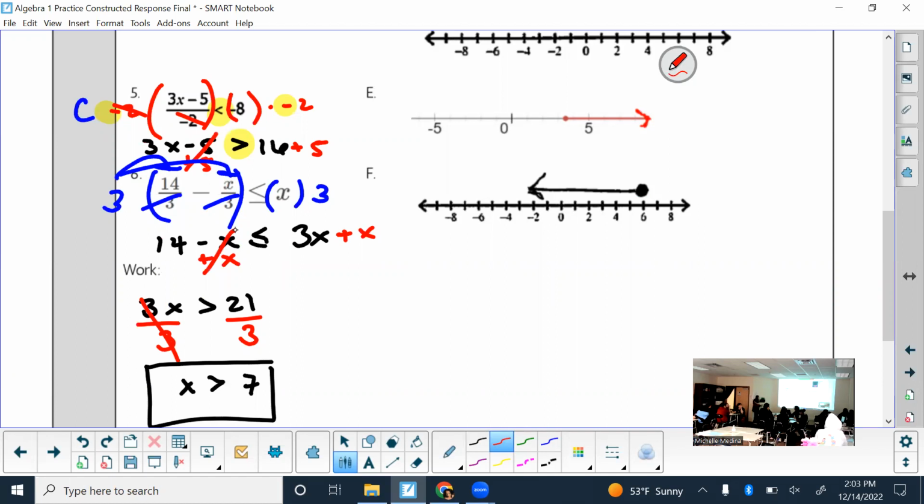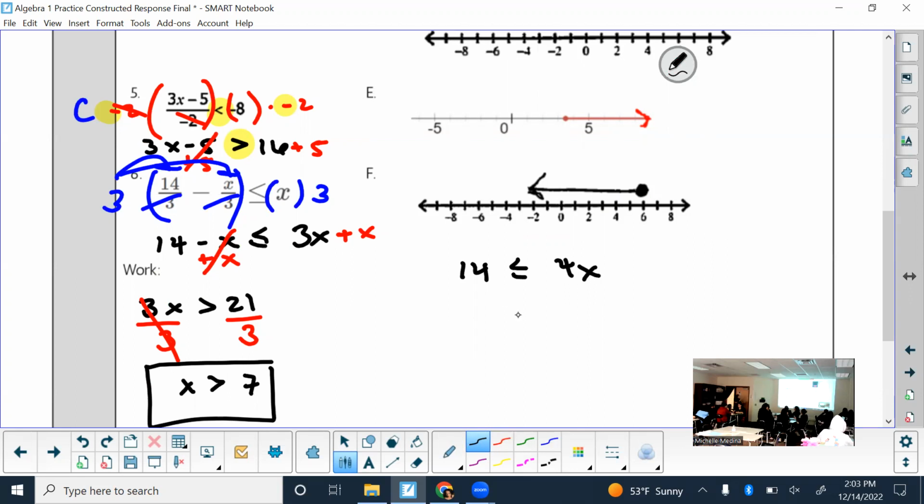Now, I highly recommend that you always move the smaller one, because then it's less likely you have to deal with negative numbers, and then it's less likely you forget to flip the sign. So if you do that, I think that's a good strategy. You get 14 less than or equal to, what's 3x plus x? 4x. So I have 3 x's and I add one more, I have 4x.